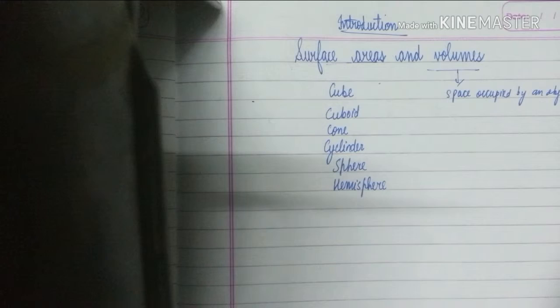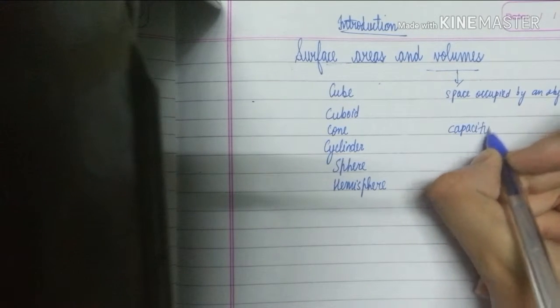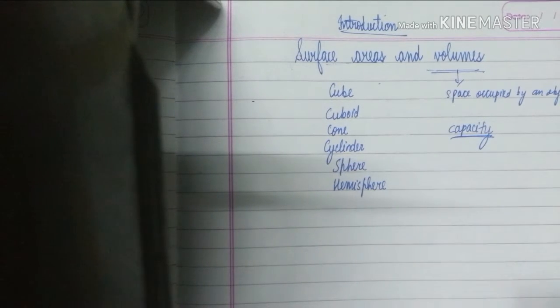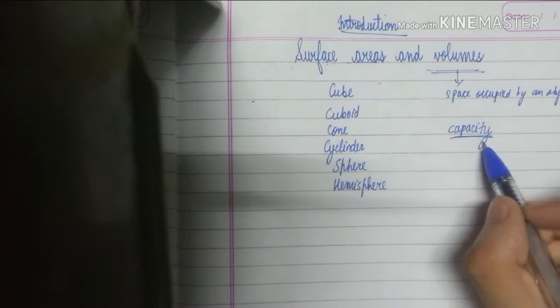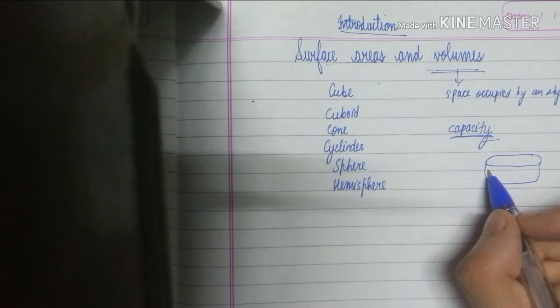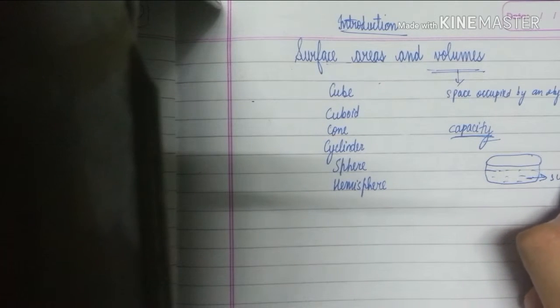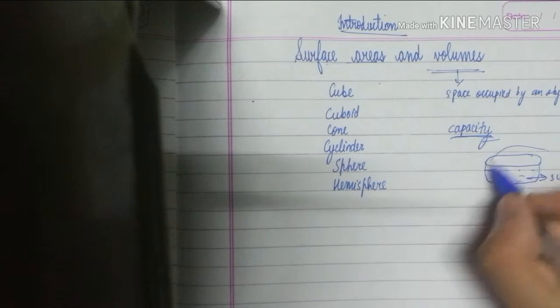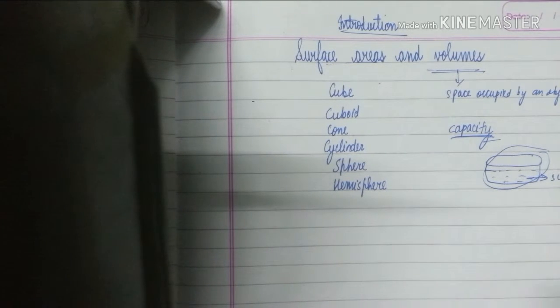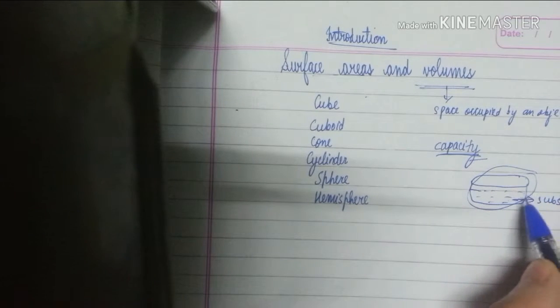So in this chapter you would also encounter a term named capacity. So there's a difference between capacity and volume. Capacity, so in order to understand capacity you can take an example. Suppose this is a container, and in this container you want to fill some liquid. So the liquid, this substance can fill the interior of this whole container. So in this case the volume is named as capacity.